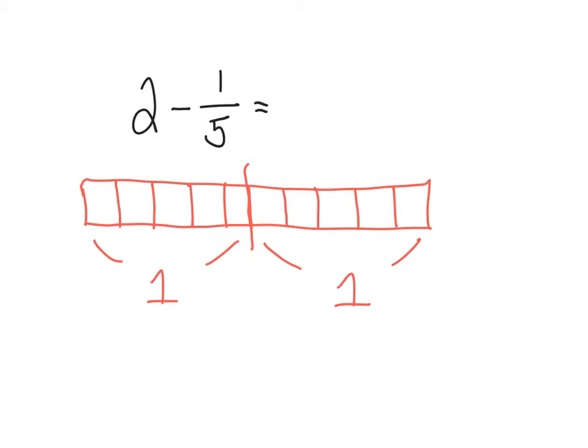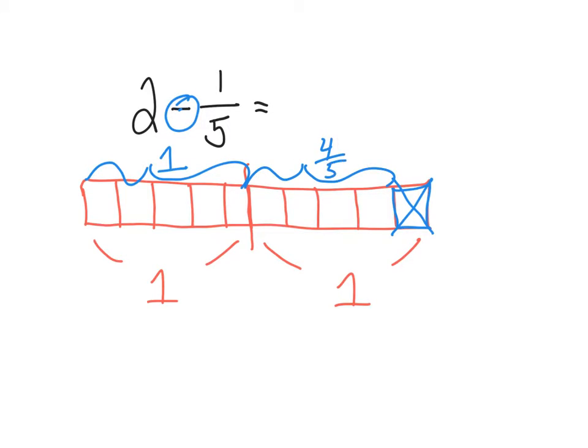I haven't taken away anything yet, but if you notice, it says minus. So we're minusing 1/5. So I need to come over here, and here is 1/5, and I'm going to cut him out. So how much do we have now? Well, over here, we still have our whole, but now we only have 1, 2, 3, 4 fifths because we cut that one out. So this part is equal to 4 fifths. So 2 minus 1/5 is 1 whole and 4 fifths.